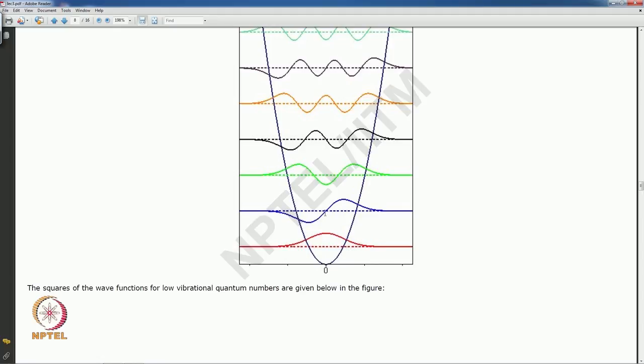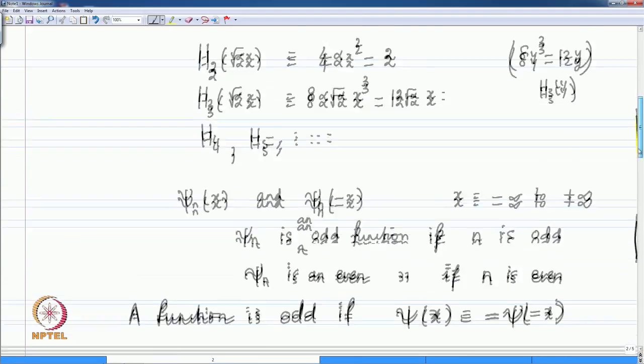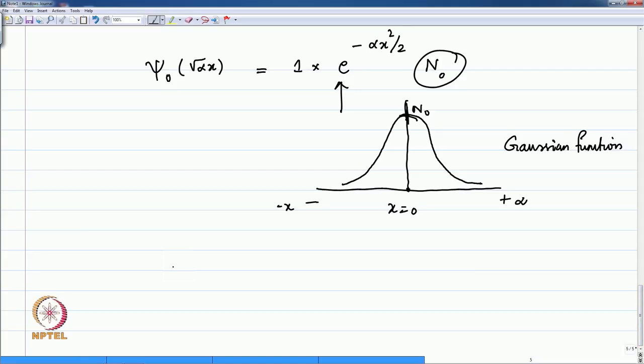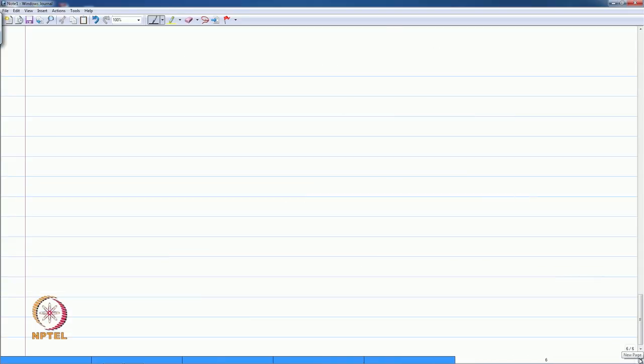Let us look at the next function, namely H1 of root alpha x. Psi 1 of root alpha x, this is the H1, times exponential minus alpha x square by 2. So, if we have to look at it simply, we will plot it as y times e to the minus y square by 2. This is the same as the picture that you have, where I have put in y is equal to root alpha x. What does the graph look like?